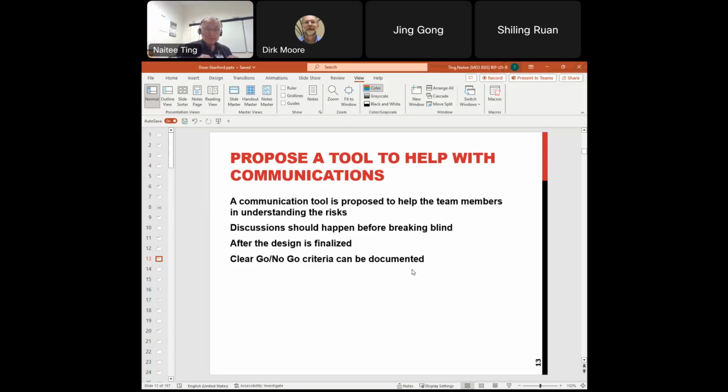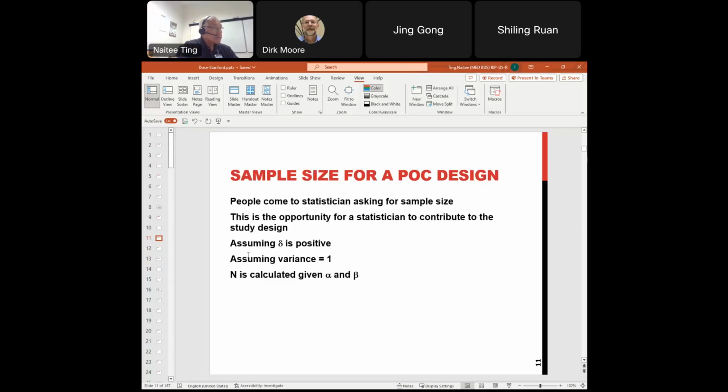Okay. So from the study design point of view, let me give you an example. This team leader or project manager or trial physician, whoever is leading this trial, came to my office. Says, Naitee, we're going to design a POC trial, and can you calculate sample size for me? I say, yes, I'm happy to. So at this point in time, that's my opportunity. Remember, that's the opportunity for me to contribute to the study design.